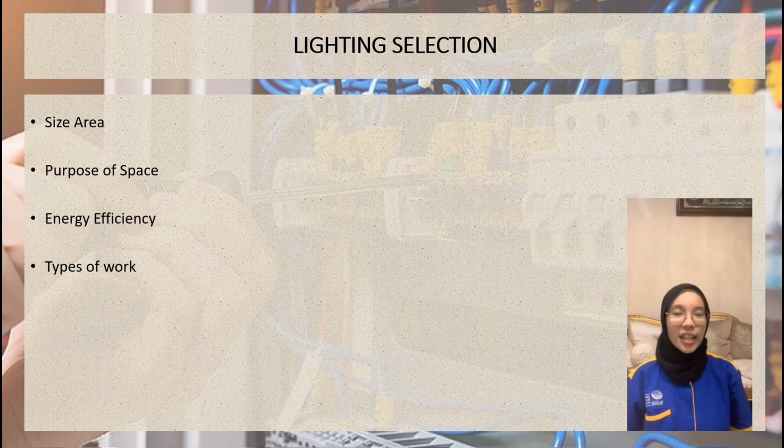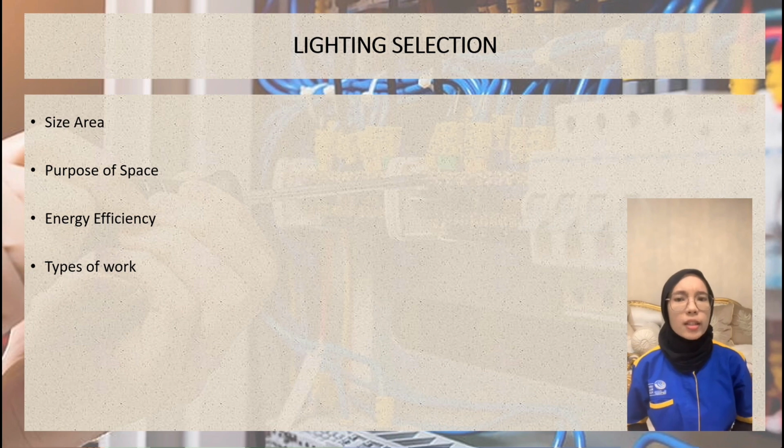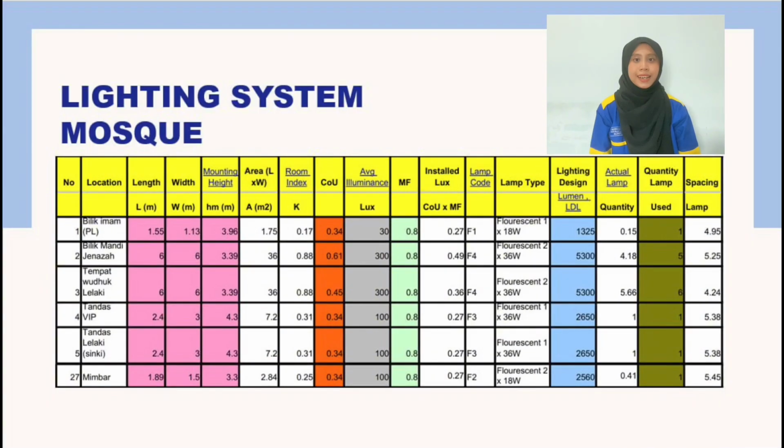Third is energy efficiency. The lighting chosen should be energy efficient, using less power than other lighting options. This feature results in a reduced carbon footprint and savings in the electricity bill for the office. Lastly is type of work. The lighting is also suitable for office environment. Appropriate lighting is necessary for computer work without creating glare on the computer screen.